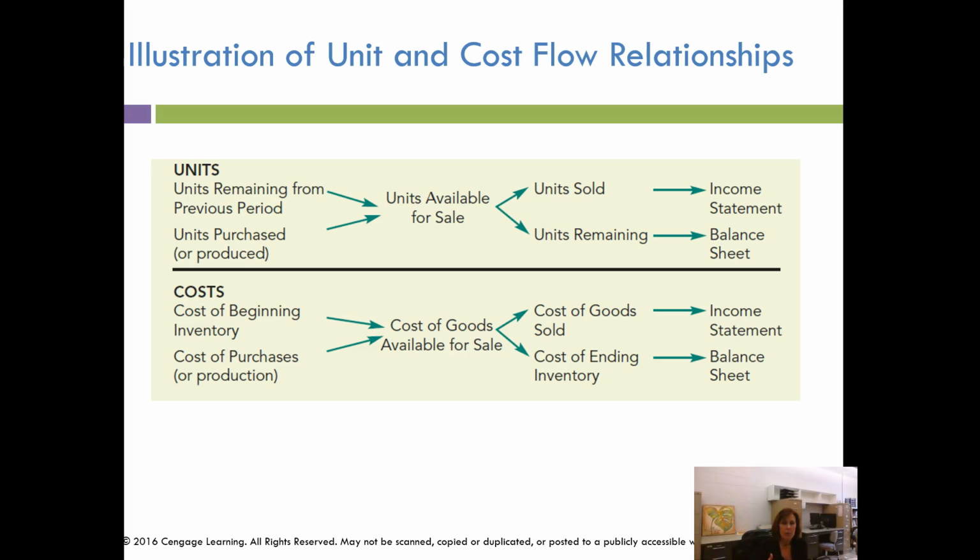From a cost standpoint, we have our beginning inventory value, and then the cost of what we buy or produce, and those go into our cost of goods available for sale.